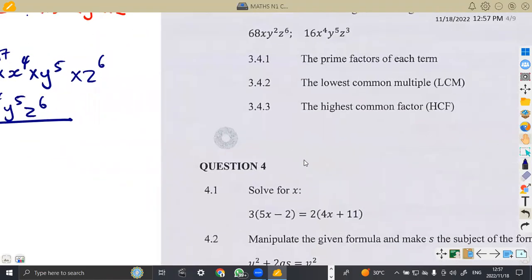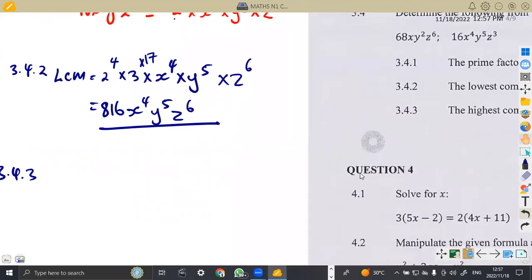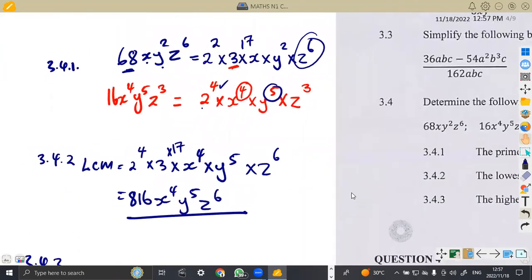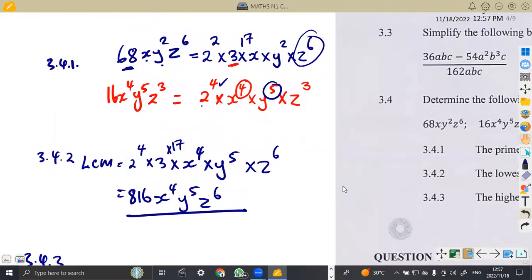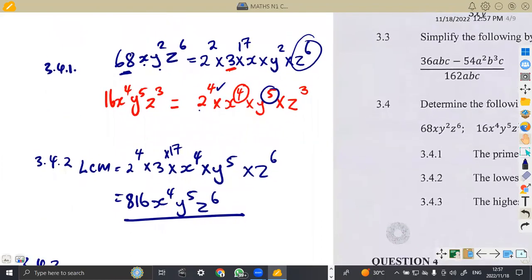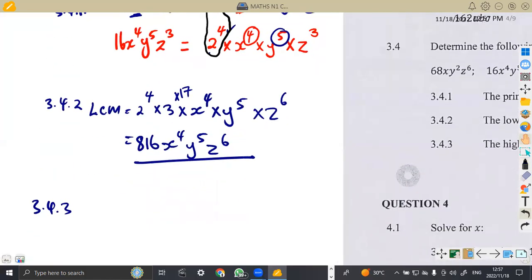The highest common factor now. Remembering that the highest common factor has to be common throughout. So that means which part is common? If common, then we take the one with the smallest exponent. So let's start with 2. 2 is common, as we can see, but which one has got the smallest exponent? We've got 2 squared. So it's the one that we are going to have, which is the 2 squared.